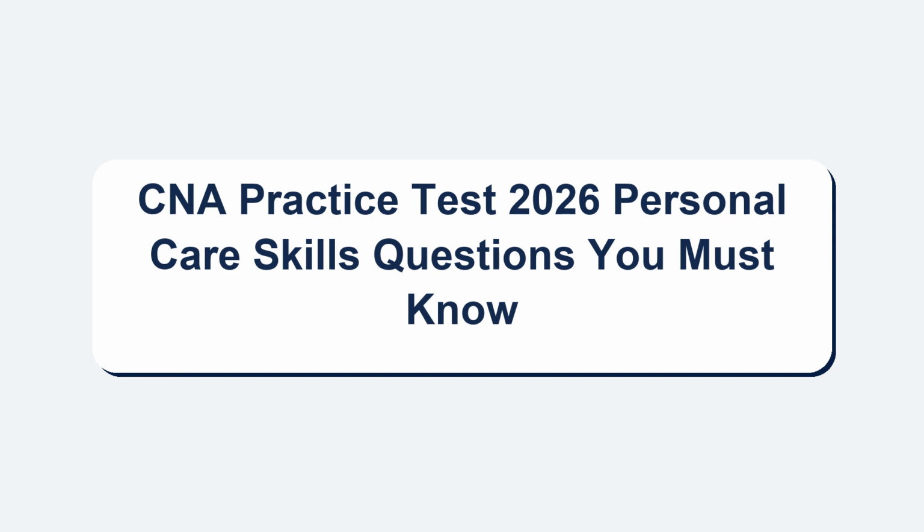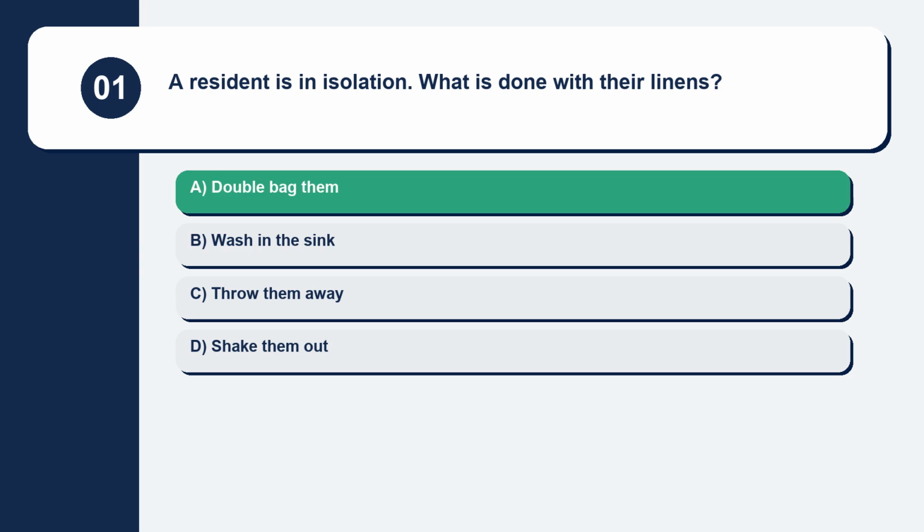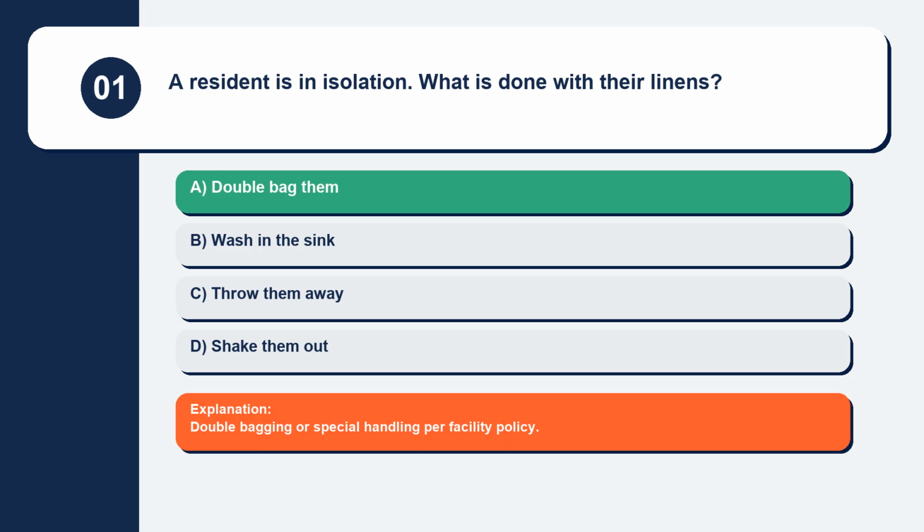CNA Practice Test 2026: Personal Care Skills Questions You Must Know. Question 1. A resident is in isolation. What is done with their linens? Double bag them, wash in the sink, throw them away, shake them out. Double bagging or special handling per facility policy.